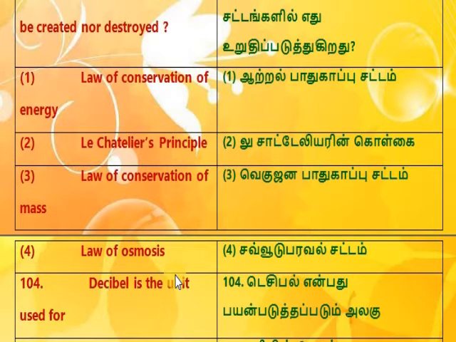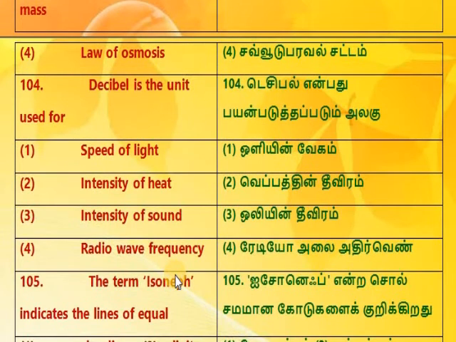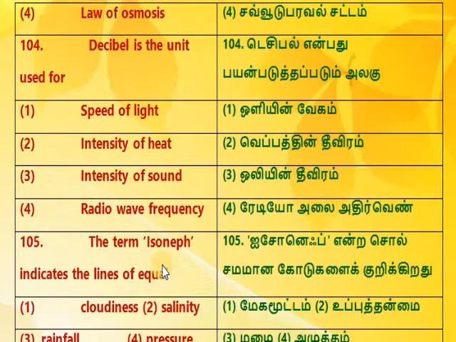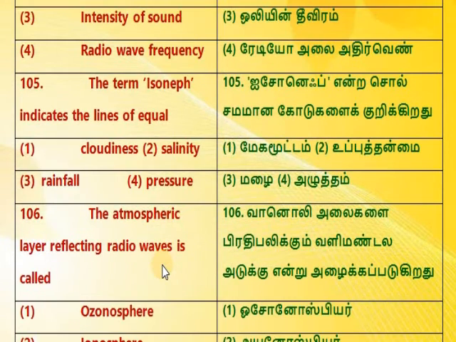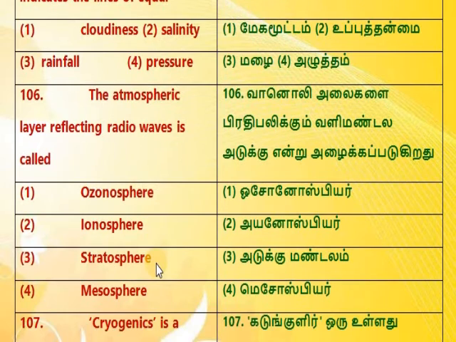104. Decibel is the unit used for 1. Speed of light, 2. Intensity of heat, 3. Intensity of sound, 4. Radio wave frequency. 105. The term isoneph indicates the lines of equal 1. Cloudiness, 2. Salinity, 3. Rainfall, 4. Pressure.